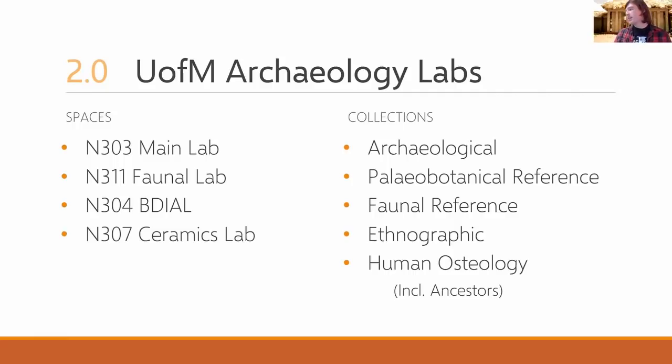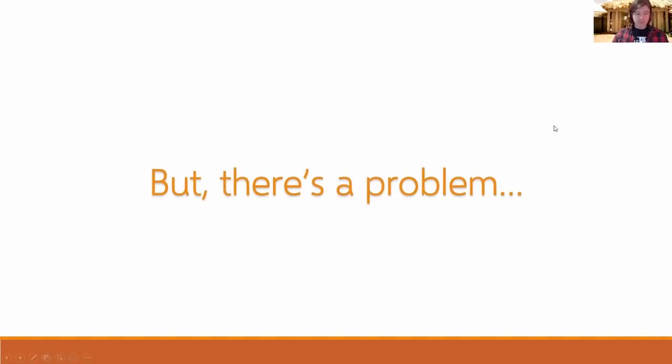Spread across these four spaces are hundreds of thousands of objects related to five main collections. The archaeological collection, our paleobotanical reference collection and our faunal reference collection, our ethnographic collections, and our human osteological collections, including indigenous ancestors. The database that we're talking about today has most to do with the archaeological collections.